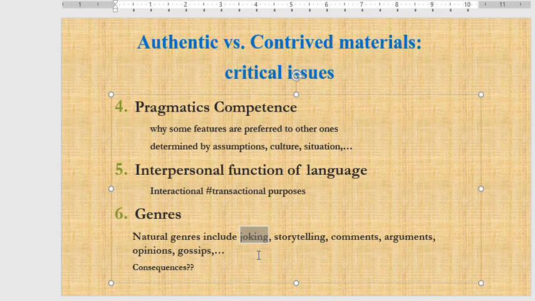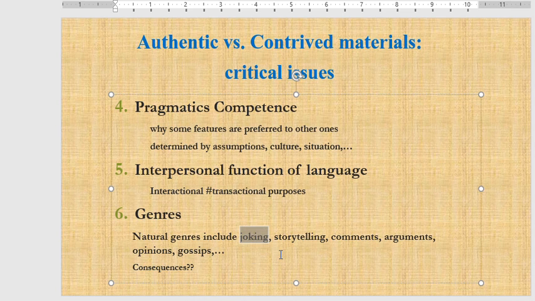When students are deprived of natural genres, okay, so they only focus on language items, and in the future, in real life situations, when it comes to using language, they cannot use language for particular purposes to serve their needs and purposes.